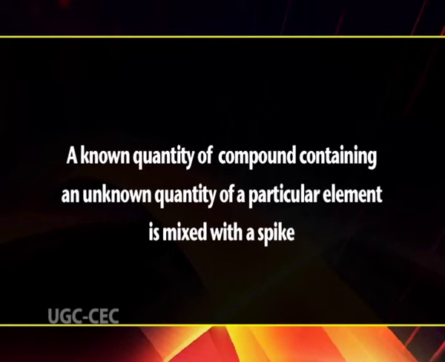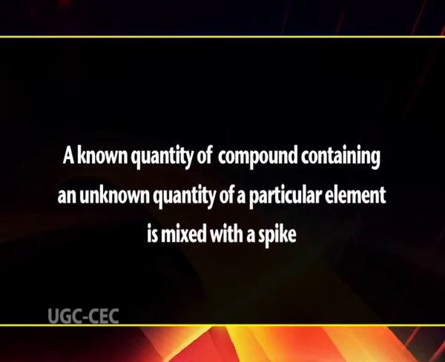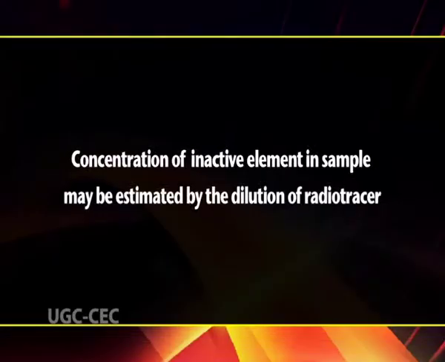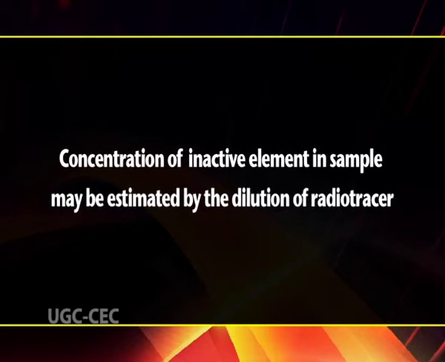A known quantity of a compound containing an unknown quantity of a particular element is mixed with the spike. The specific activity of the spike is known precisely. So, the isotopic composition of the mixture can be used to calculate the amount of the element in the sample. A small amount of the mixture is isolated from the sample, weighed, and its specific activity is measured. The concentration of the inactive element in the sample may be estimated by the dilution of the radio tracer.